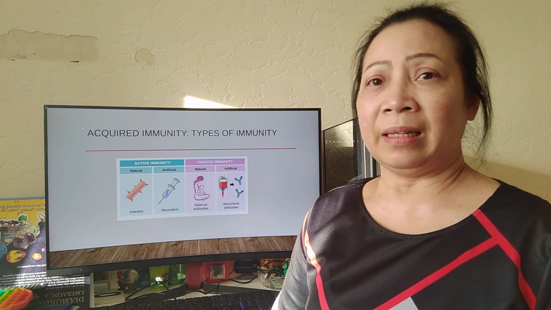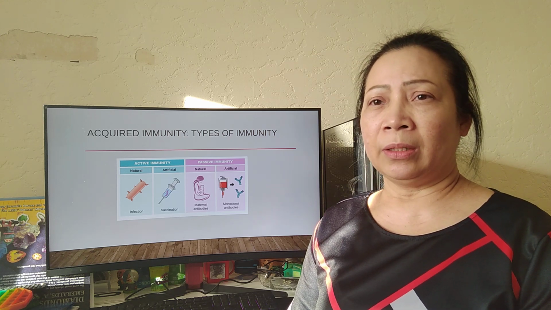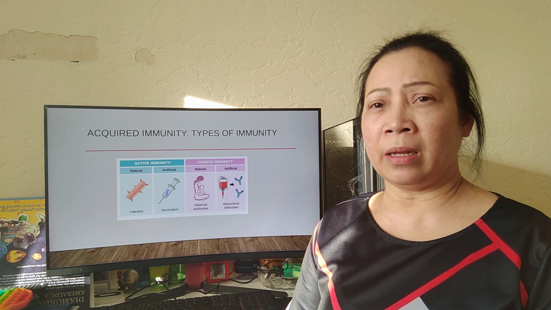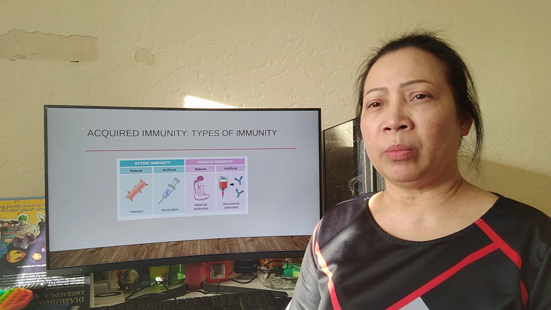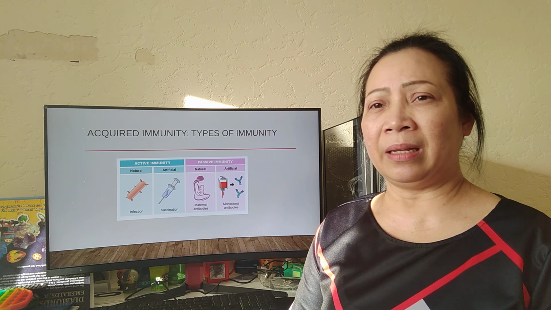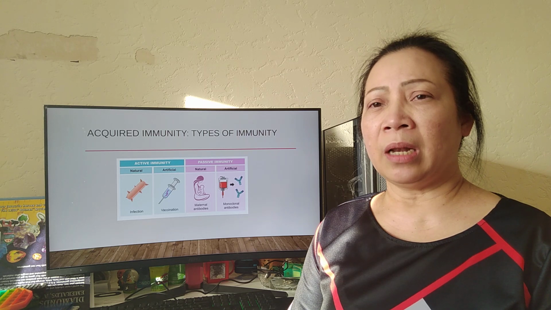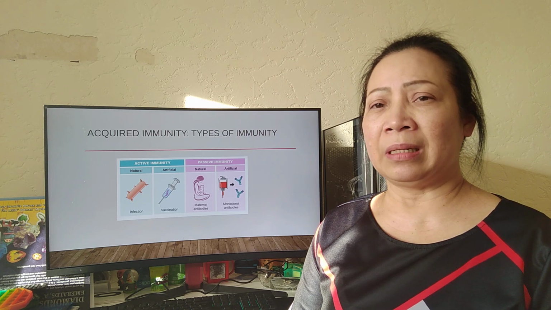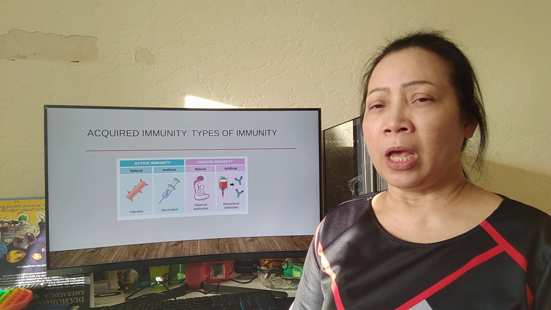Acquired immunity. These are the types of immunity. The immune system can be divided into two types, innate and adaptive. You don't create any immunological memory to pathogens since your innate immune system is non-specific. You can create immunological memory to certain pathogens since the adaptive immune system is specific.